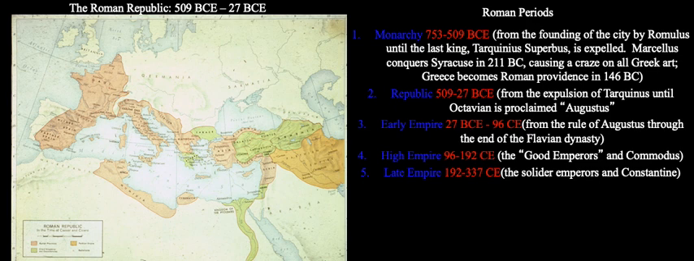The High Empire from 96 to 192 in the Common Era, this is maybe the high point of the expanse of the Roman world. They're the so-called good emperors, and Commodus, who decidedly is not. After Commodus, the Roman world goes through complete political upheaval for a period of about 150 years. And these are the soldier emperors, and it's a new emperor every 18 months. They kill the emperor before them, and then their emperor, and then another guy with a sword and an army comes and kills that person.